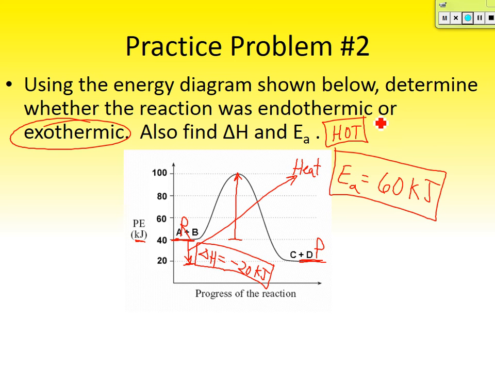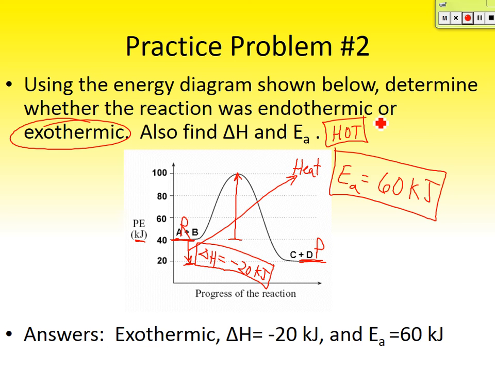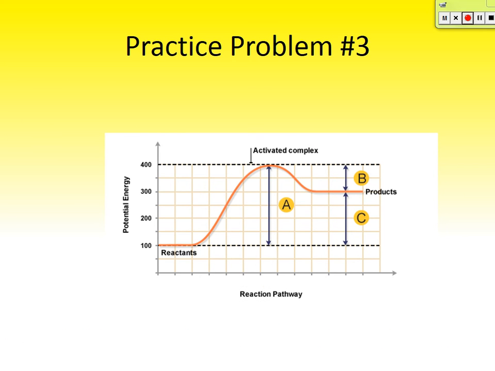Okay, very good. How many of you guys got those right? Just curious. Okay, very good. We've got this stuff. Let's see if we got them right. Exothermic, delta H is minus 20, and the activation energy was 60. Very good. I would like to finish at least the notes part of this video with this slide here.